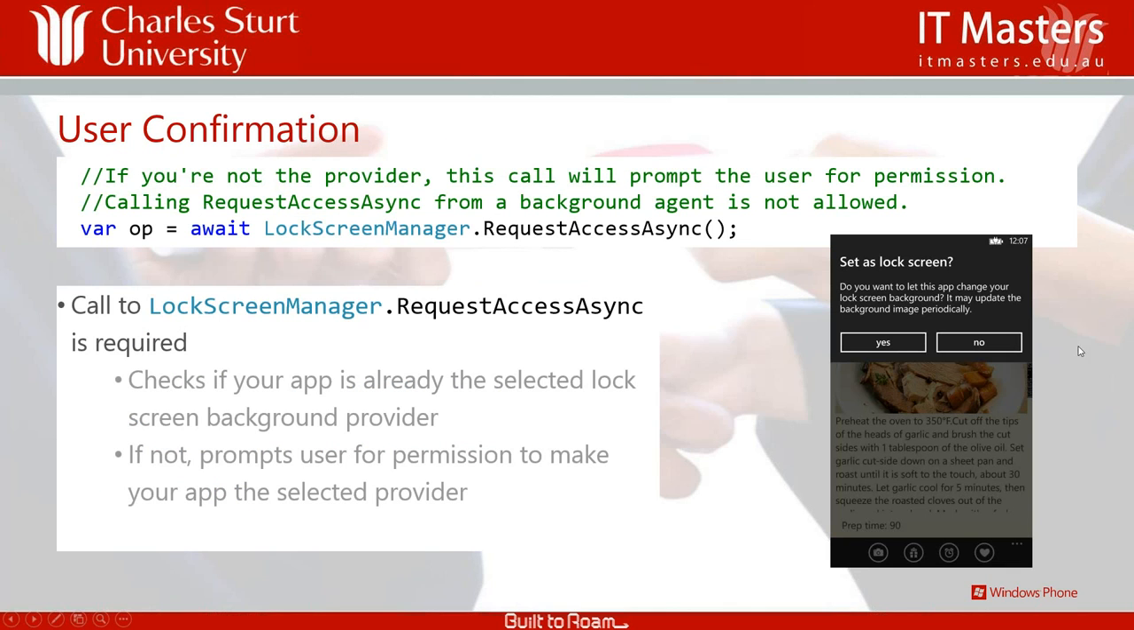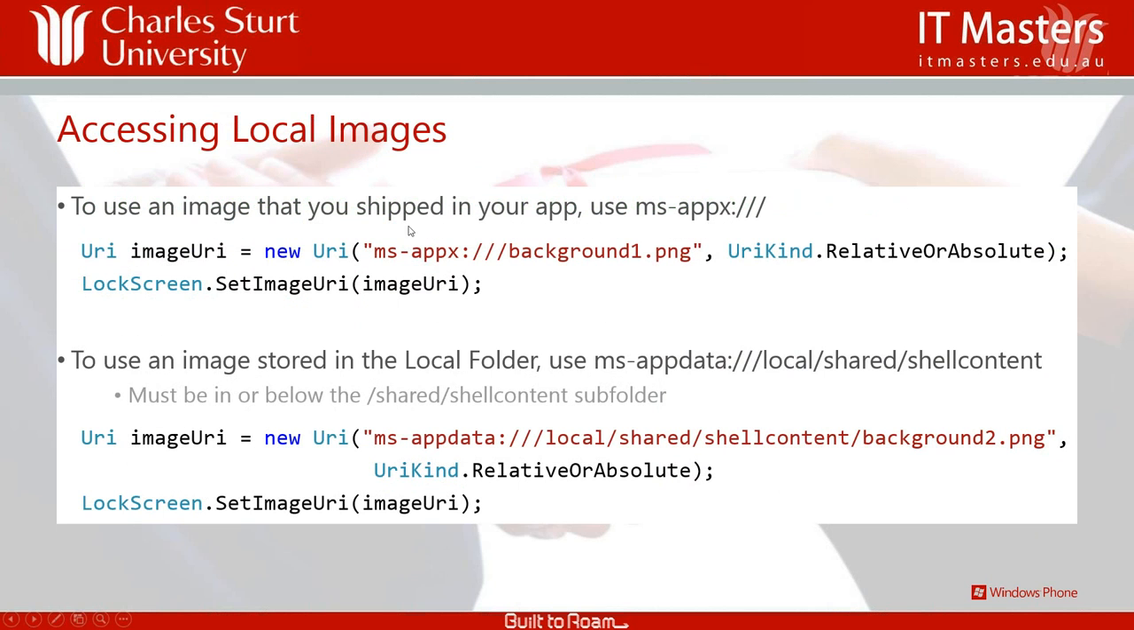The user is going to see this type of interaction, so they're going to be prompted to set the current application as the lock screen provider, which is triggered off by this request access async. Just a note here that in order to access local images, if it's packaged with your application, then it's ms-appx. If it's in isolated storage, then you need to make sure it's in the local shared shell content folder. So actually, within isolated storage, it's shared/shell content/the image name. But when you're referencing it, it's ms-appdata:///local/shared.